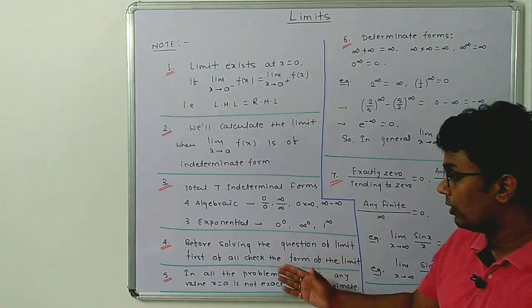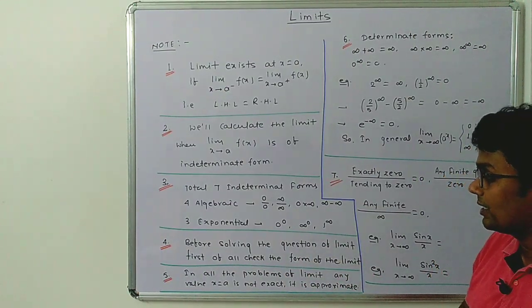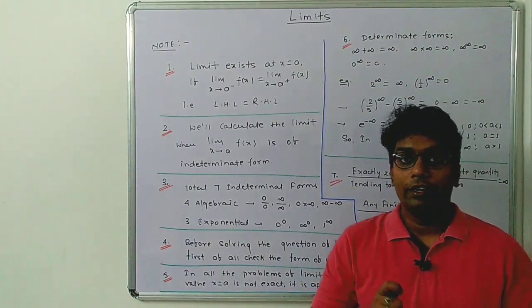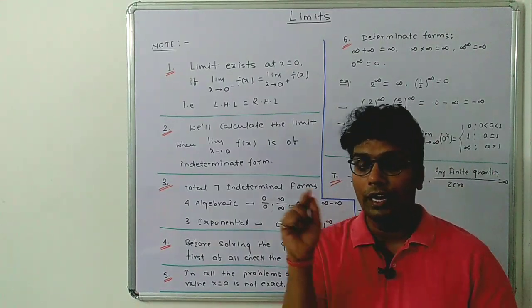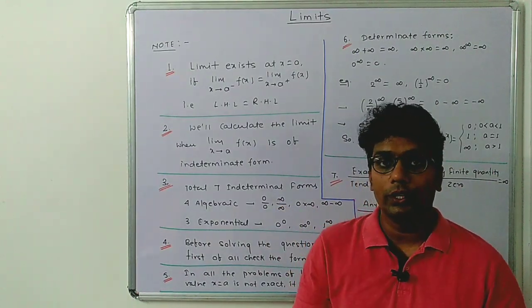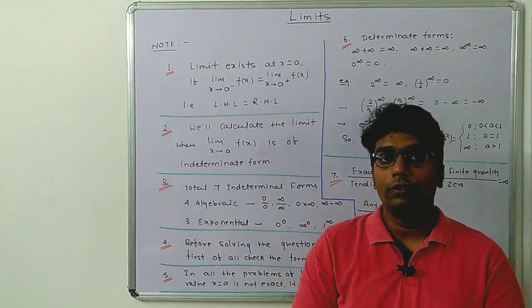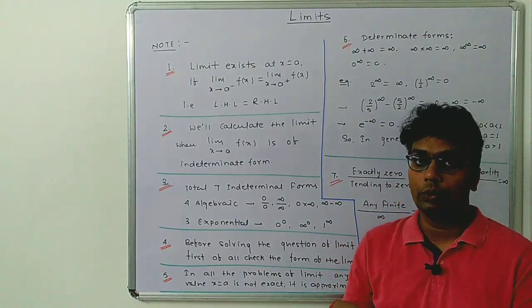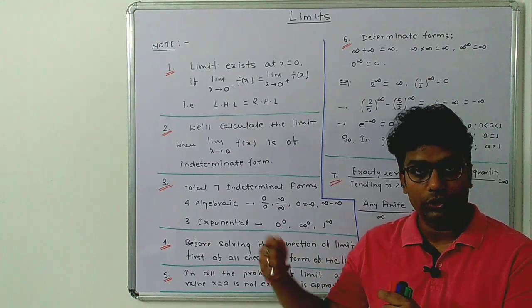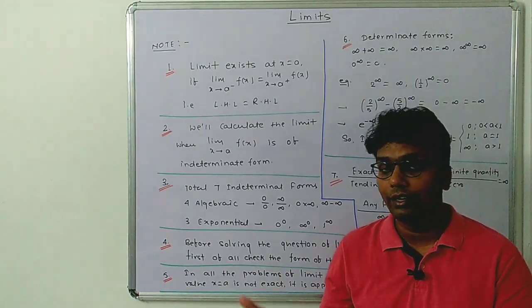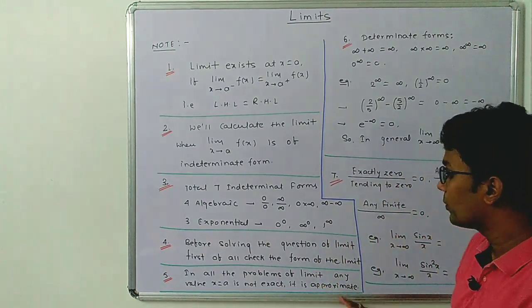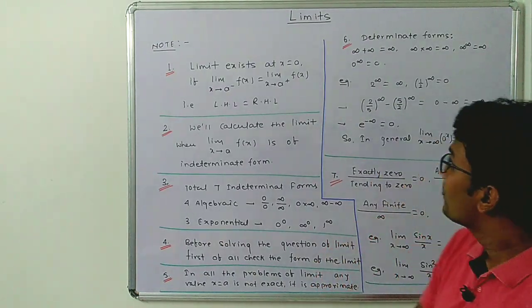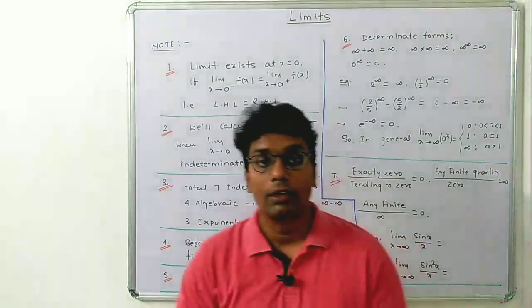The fifth point is that in all the problems of limits, the value x equals a is not exact, it is always approximate. So if somewhere it is written that x tends to a, it means it is not equal to a, it is going towards a. For example, we have taken many times x tending to 2. It is not equal to 2, it may be 2.0001 or 1.9999 and so on. So the value x equals a is always approximate, it is never an exact value. Is it clear?